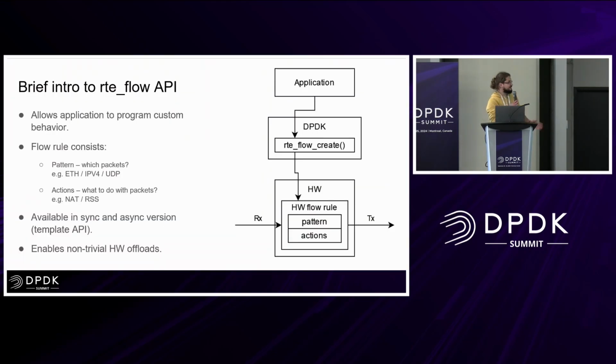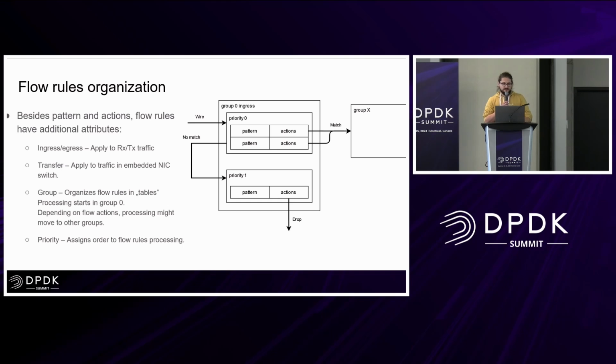So just giving another brief intro to Flow API and also expanding on what Alexander has said. The Flow Rule is the basic object of this API, where we have a pattern and actions, what we match on, and what we do. So basically, application calling rte_flow_create instructs the PMD to configure the hardware to do some specific actions on some specific packets. On top of that, flow rules have additional parameters. In the API, they're called attributes.